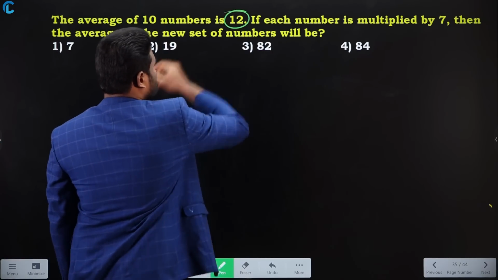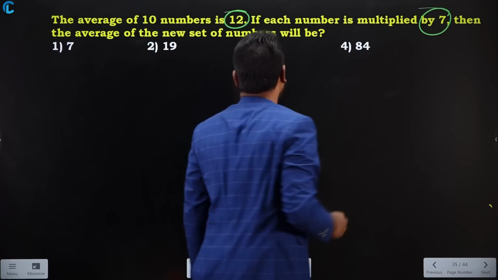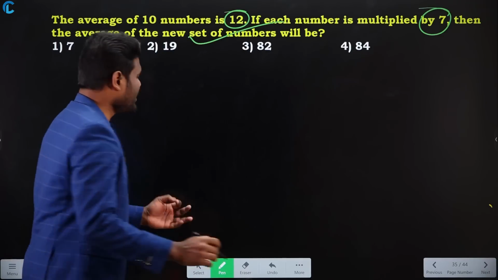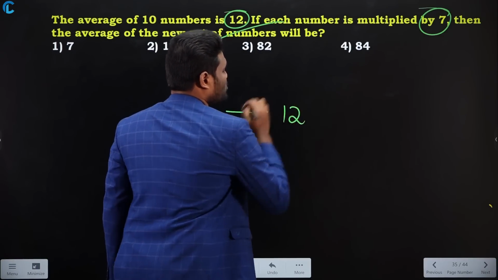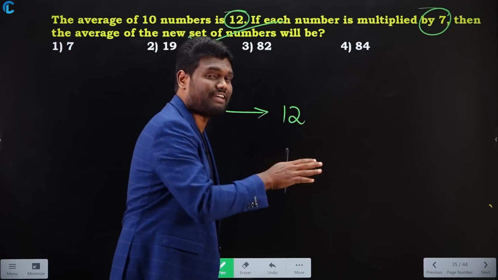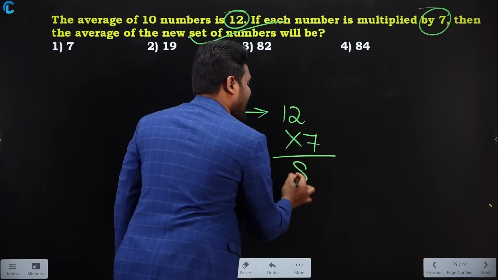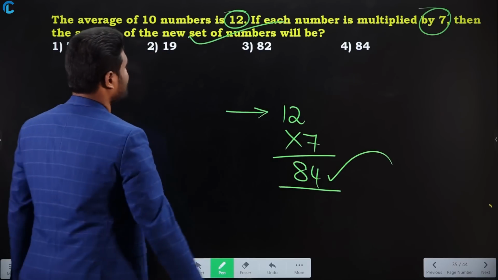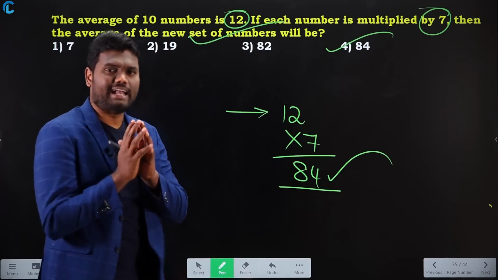10 numbers average is 12. If each number is multiplied by 7, then the average of the new set of numbers is? Look here, very simple. There are some numbers whose average is 12. If I multiply each and every number by 7, then the average also multiplies by 7. The new average is nothing but 84, which is the 4th option. Very simple and easy concept.